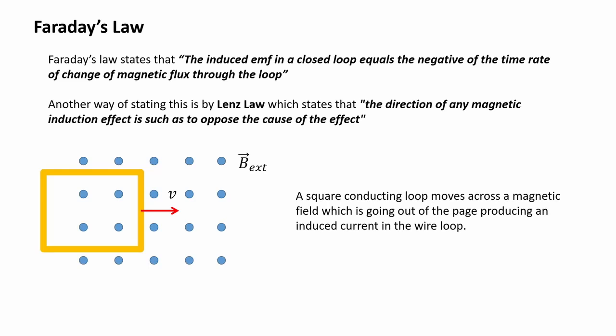A square conducting loop moves across a magnetic field which is going out of the page. And we determine the direction of the induced current, which will produce an internal magnetic field that will oppose the rate of change of magnetic flux or oppose the magnetic effect.